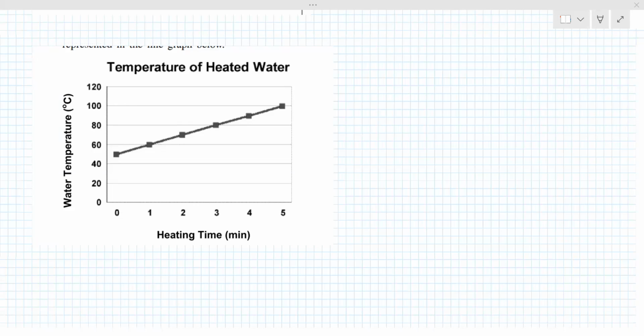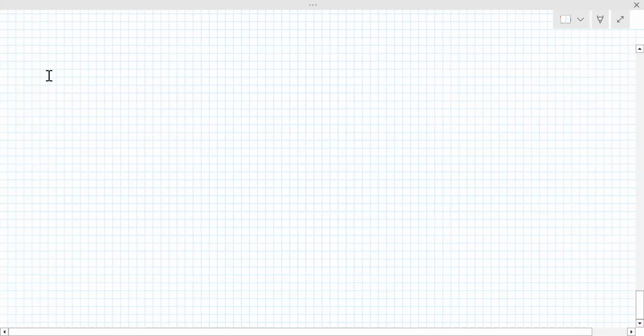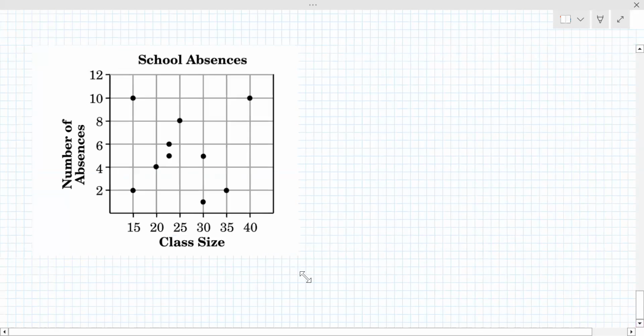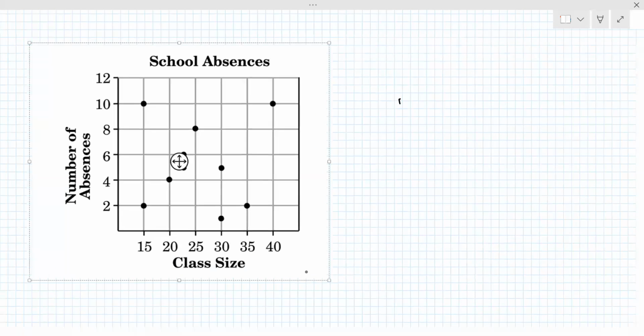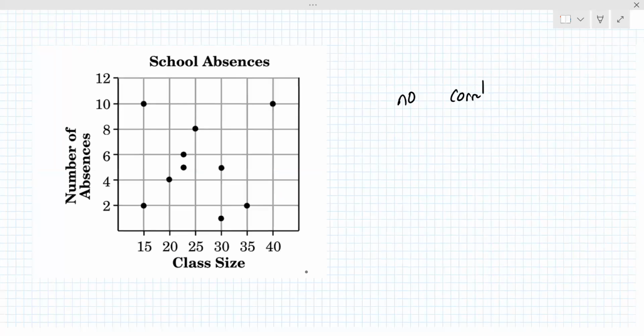So the truth though is that not everything is correlated. Oh, yeah. Okay. And here's an example of this. This will be our last sort of thought. There is such a thing as no correlation. And that's when it's neither increasing or decreasing.